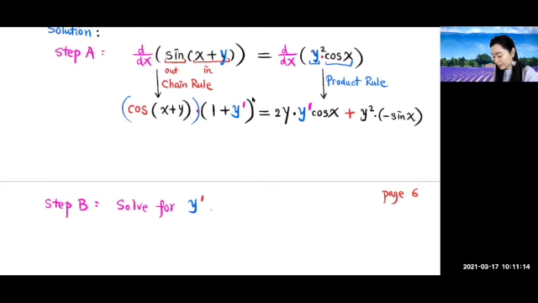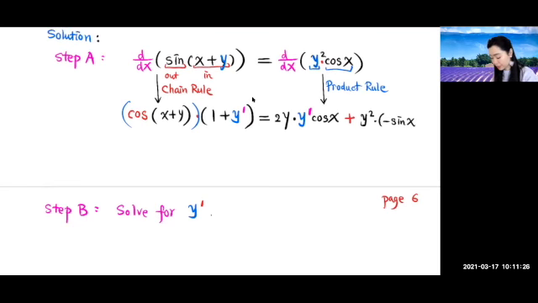Now remember, we're trying to solve for y prime. So let's go ahead and see if I can isolate the y prime. This y prime is inside this parenthesis, so let's go ahead and distribute. So we have cosine of x plus y plus.